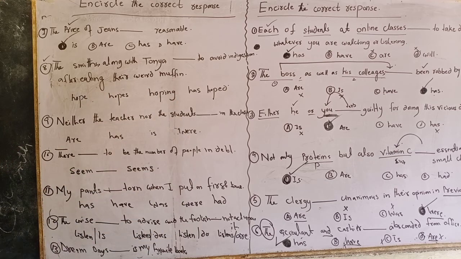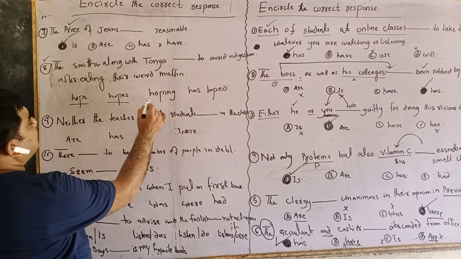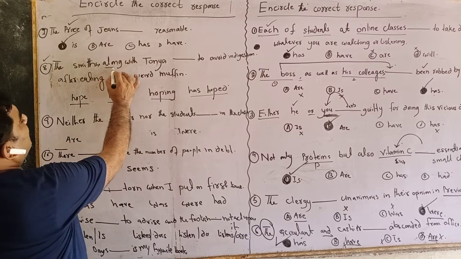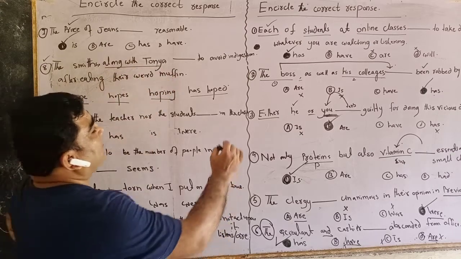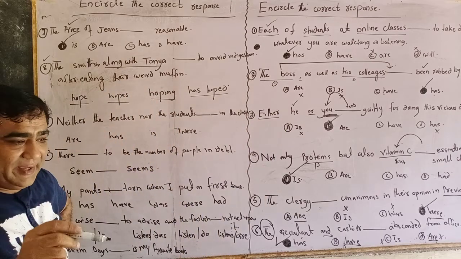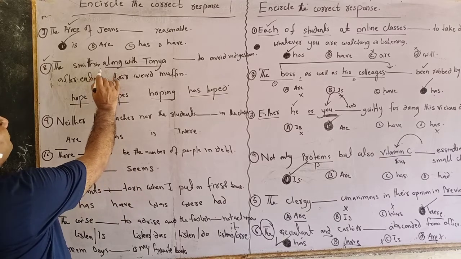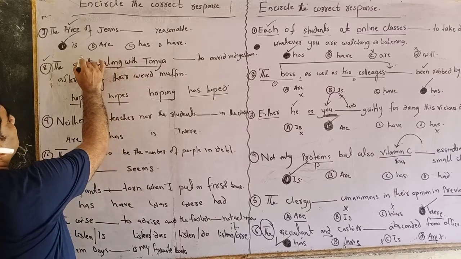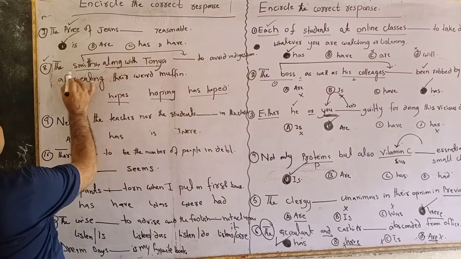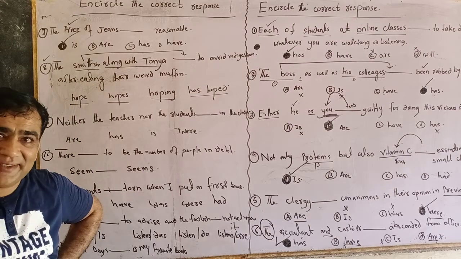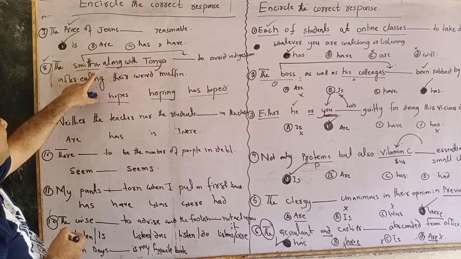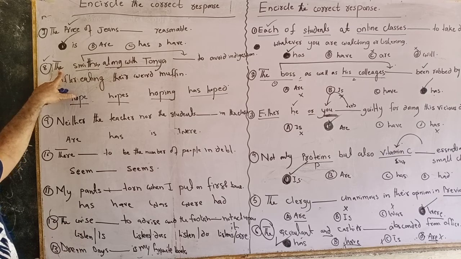Coming towards the next: "The Smiths along with Tonya dash to avoid indigestion after eating their weird muffin." The words are hope, hopes, hoping, or has hoped. Now here, see, along with Tonya. If I remind you of this one, the boss as well as, this is the same rule as along with. We agree with the first one, not this one. And here it is written Smiths. What is that? This is a name, a proper noun, but before it there is an article.